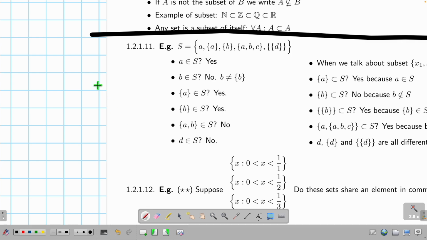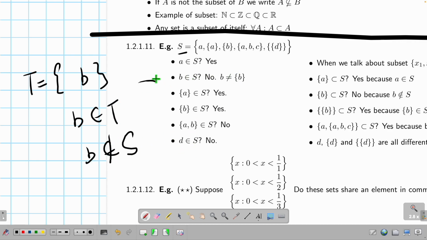So what does it mean? For example, I have a set S like this, right? Suppose I have a set T equal to just B. So B and T do not share a common element because B exists in T, but B does not exist in S, right? Because I just saw about it last time. Okay, so these two sets do not share a common element.